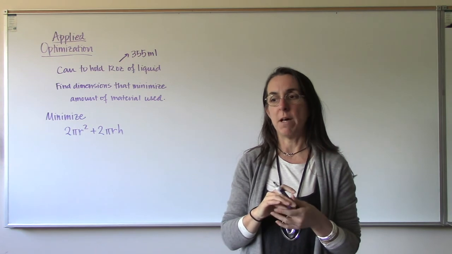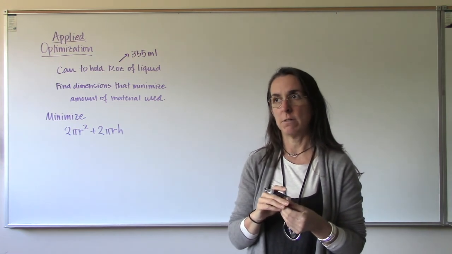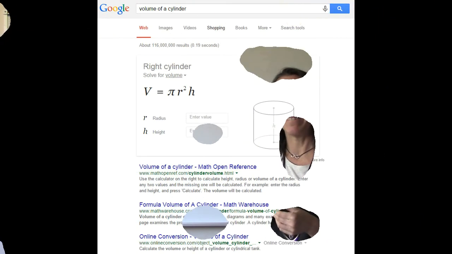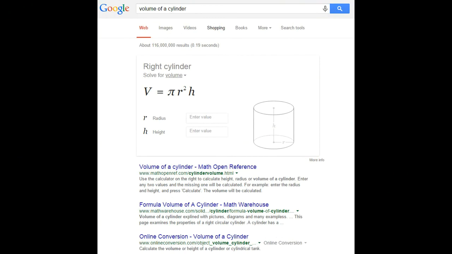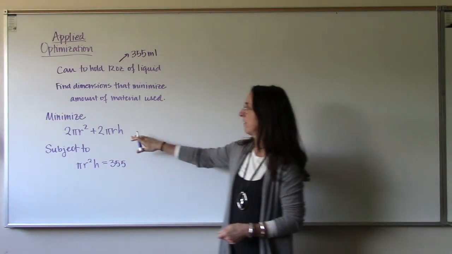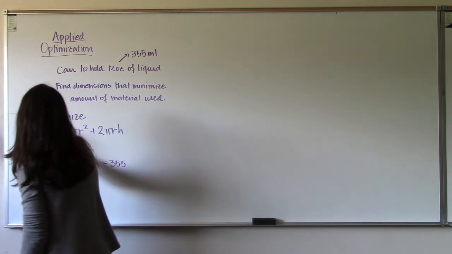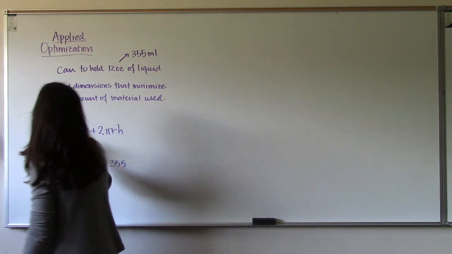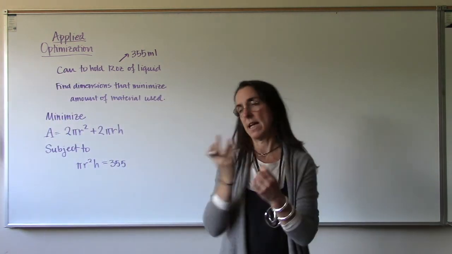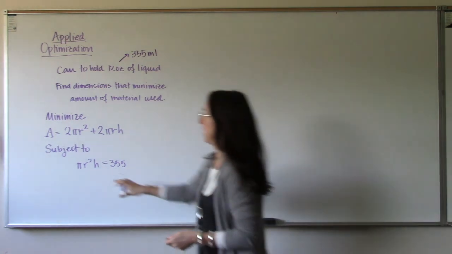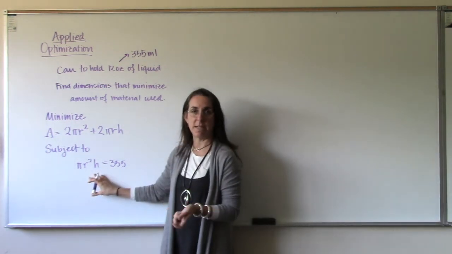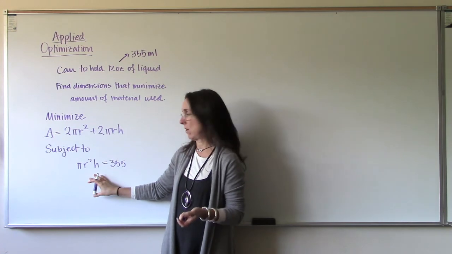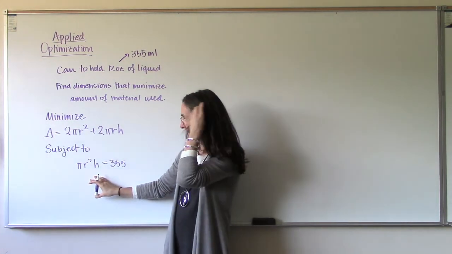So that's the volume of the can, right? What's the volume of a cylinder? Should we Google it? So here's the function that we want to minimize. I will call it A for area. And here's an equation that keeps us from just making R and H both equal to 0 and walking away.